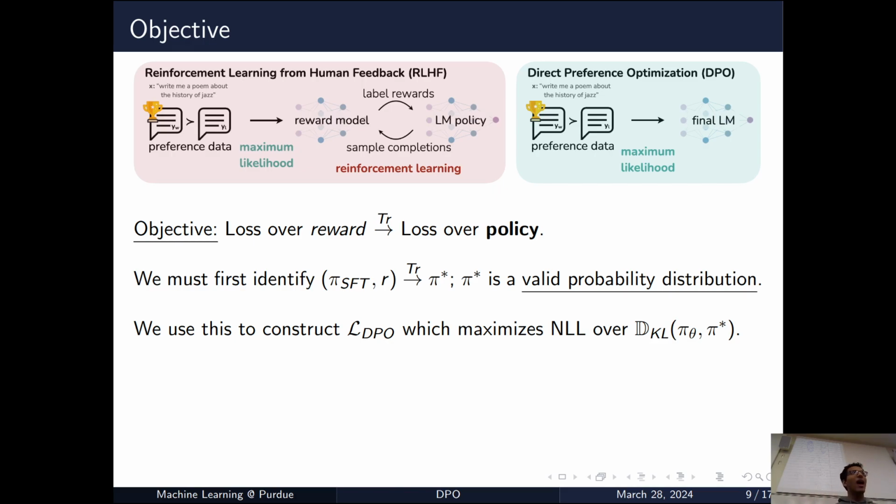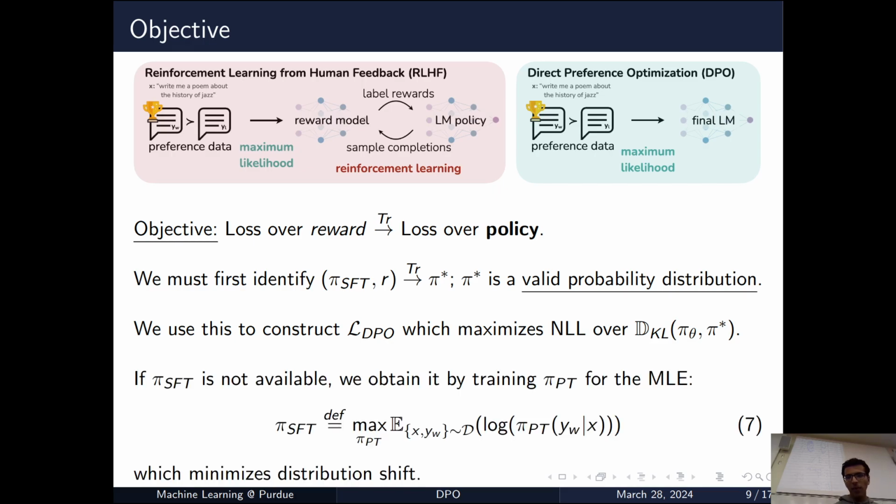We use that idea to construct a loss function which maximizes the negative log likelihood over the KL divergence of pi sub theta, which is the model we want, and pi star, which is our ideal model, to get the new supervised fine-tuned model.